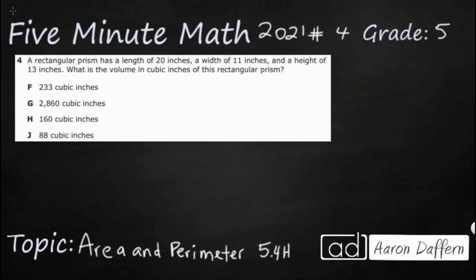Today we are looking at the 5th grade concept of area and perimeter as it relates to volume. This is standard 5.4H in the great state of Texas, and we are using item number 4 off the 2021 released STAAR test. If you have not done so already, please go ahead and take a moment to pause the video, work this problem out on your own, unpause it, and then we will look at our answers together.